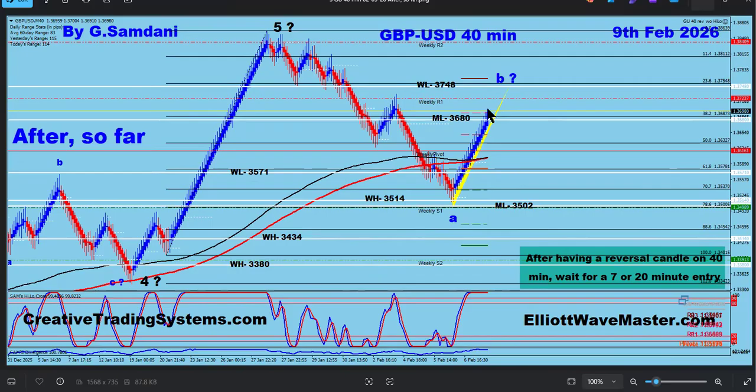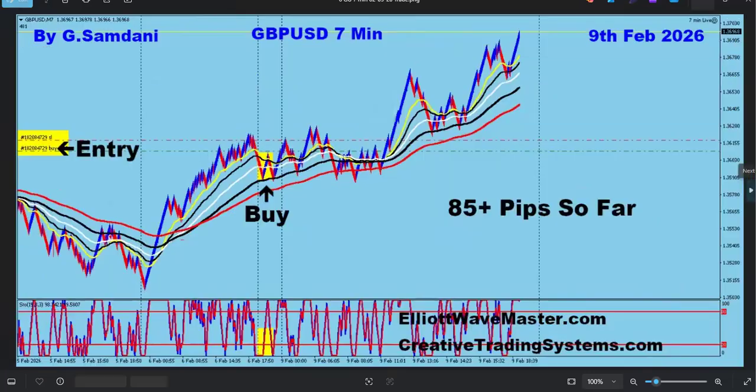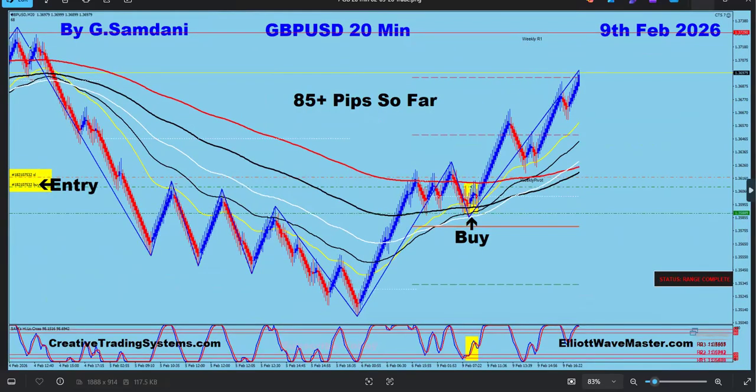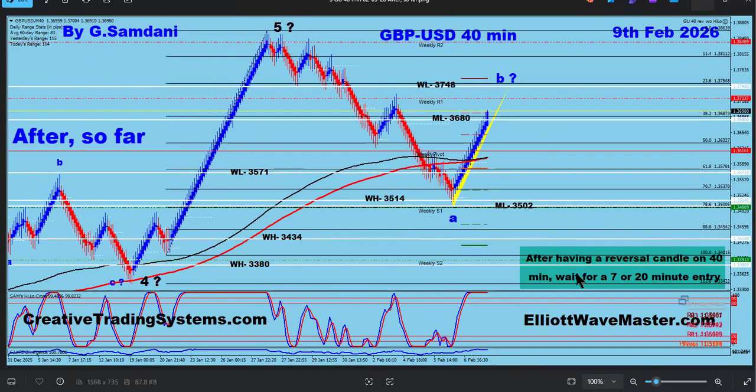And from here to here, you can imagine, right? So what happened? I took the entries, of course. This is from the 7-minute chart for 85 pip. Not much, but still it's a good amount of pip, right? And this one from the 20-minute chart. As written here, the wait is for 7 or 20 or both. So the first entry comes from the 7-minute chart, which is like a 5-minute chart, and later the 20-minute chart, which is like a regular 15-minute chart.